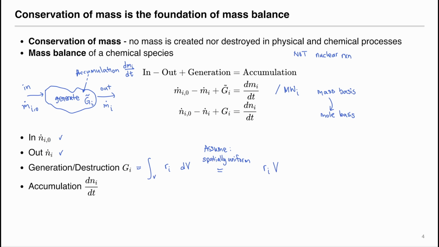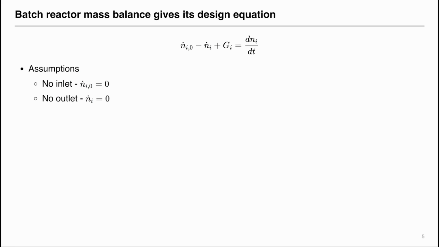Let the content of reactor be spatially uniform. Usually we need it to be well mixed. This can be achieved by adding agitators to the reactor. Now let's use the top-down method and derive the design equation for batch reactor from general mass balance.